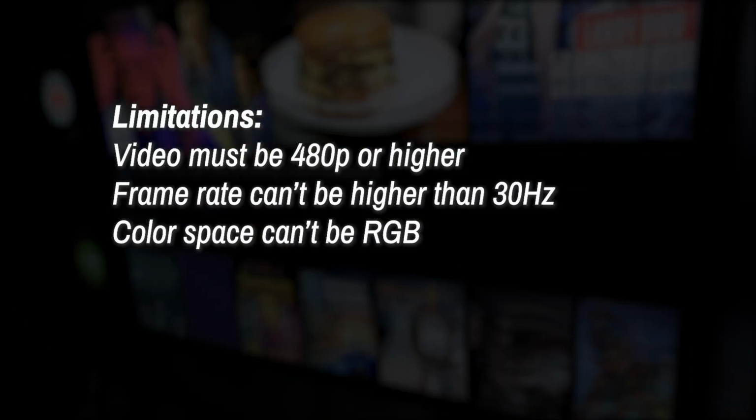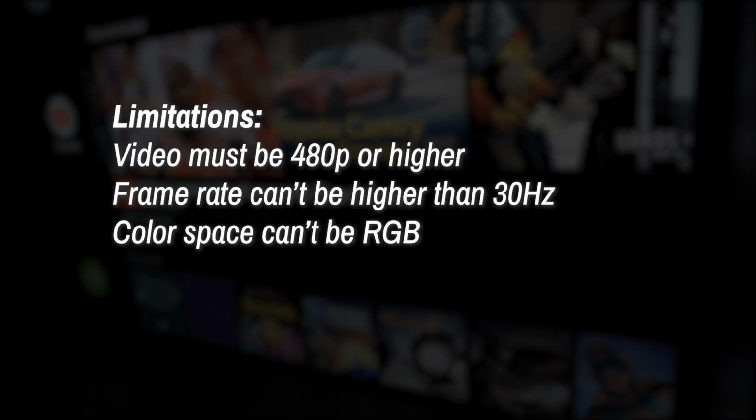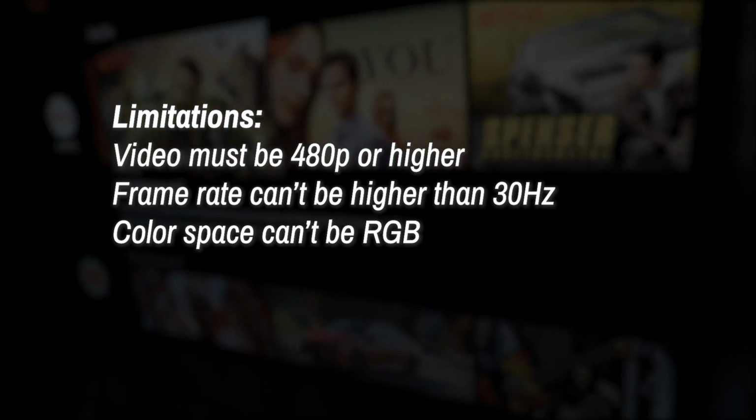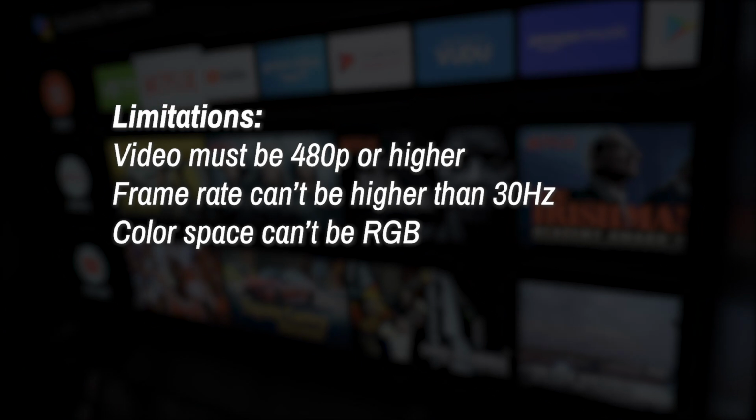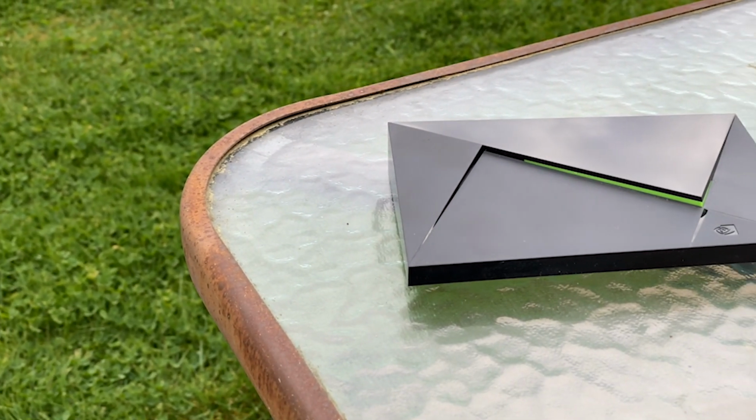It's worth noting that the AI upscaler won't work on content that's lower than 480p or faster than 30 frames per second. The Shield TV falls back to standard upscaling in those cases. But now that you know how it works, have fun upscaling.